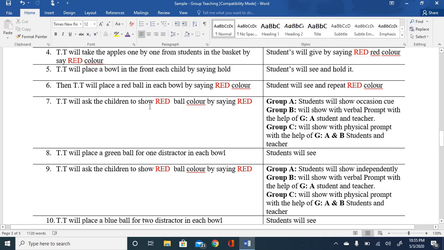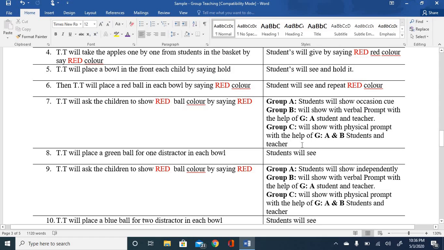The teacher trainee will ask the children to show the red ball by saying red. So you have placed a red ball in a bowl and then you will ask them to show the red ball by saying the red color. So what happens? The group A student will show with an occasional cue, and group B will show with a verbal prompt and or with the help of a group A student, as per the classroom arrangement which we have seen, and the teacher. And group C will show with a physical prompt with the help of group A, group B and the teacher. See how you are manipulating your teaching now.